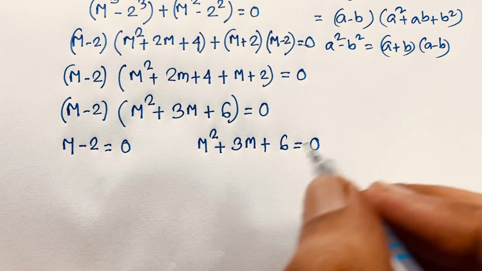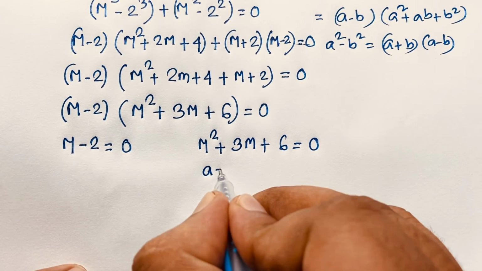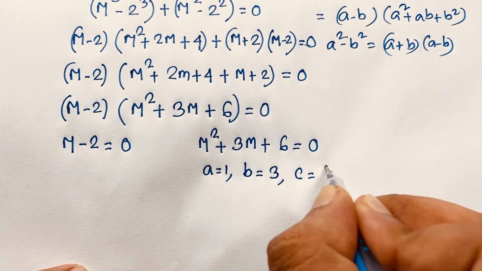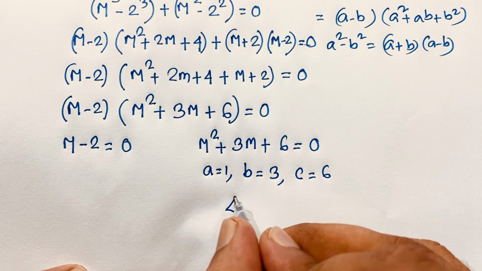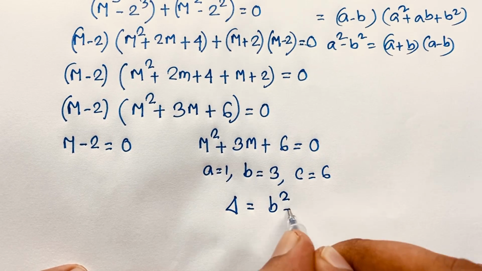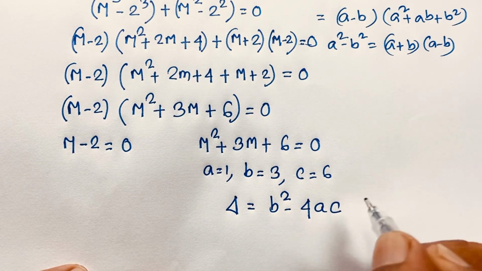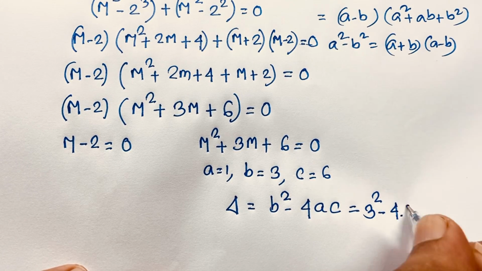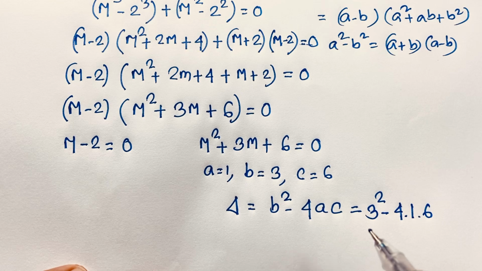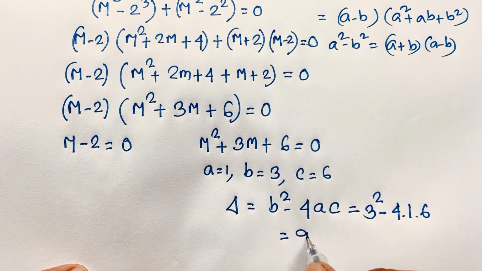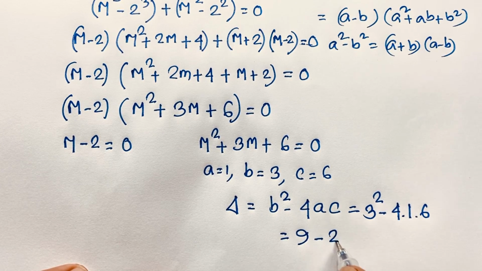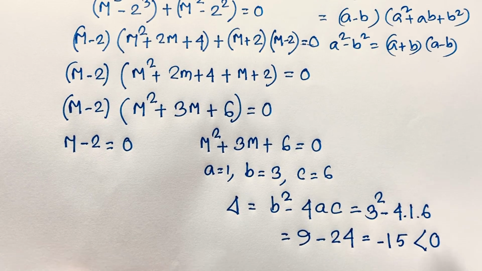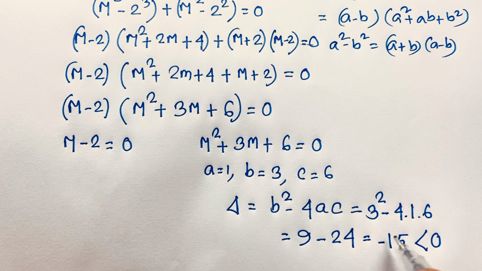Now at this moment a is equal to 1, b is equal to 3 and c is equal to 6. Then you can see easily delta is b squared minus 4ac, and b is 3 to the power 2 minus 4ac, where a is 1 and c is 6. Then it will be 9 minus 4 times 6, which is 24, and it will be negative 15, so it is less than 0. So delta is negative 15.